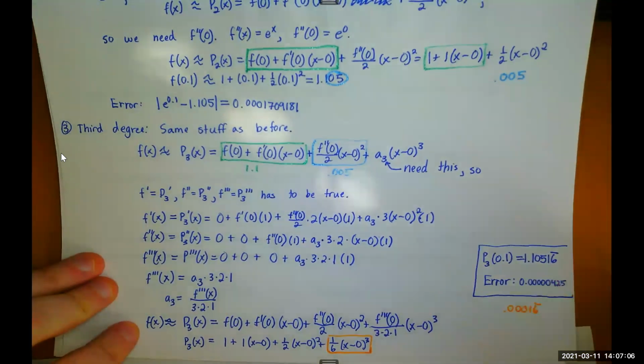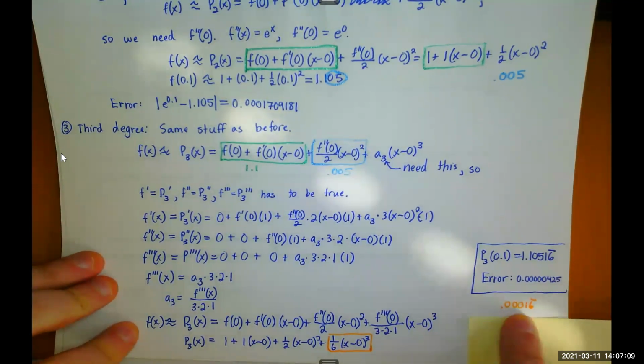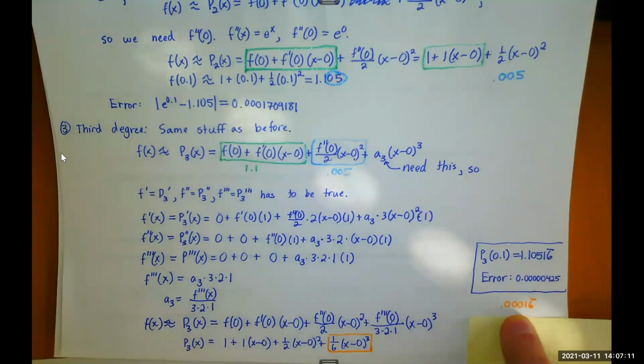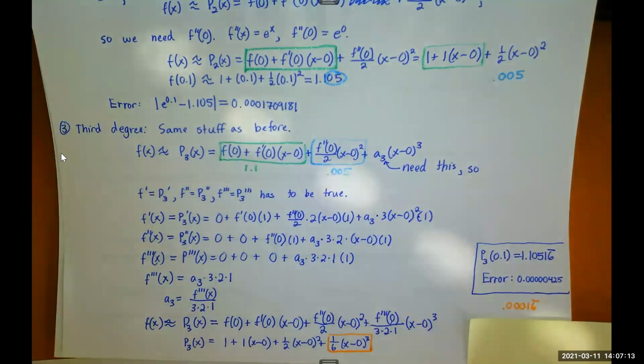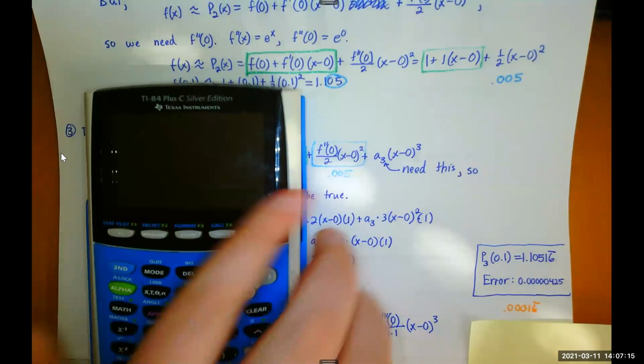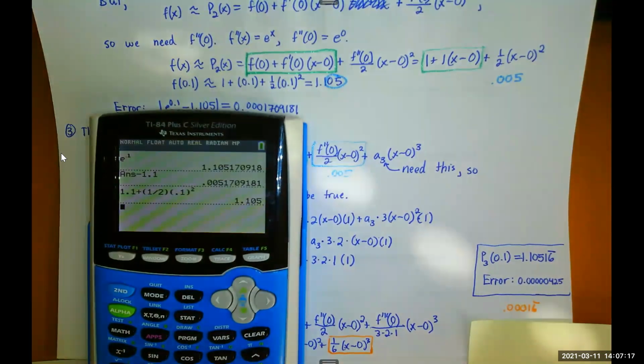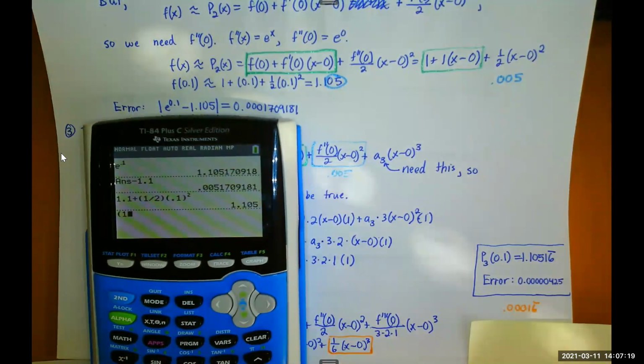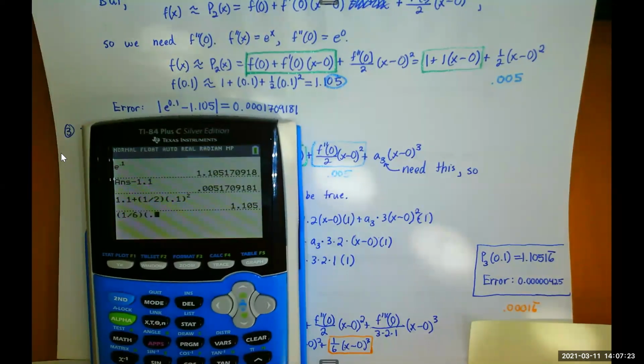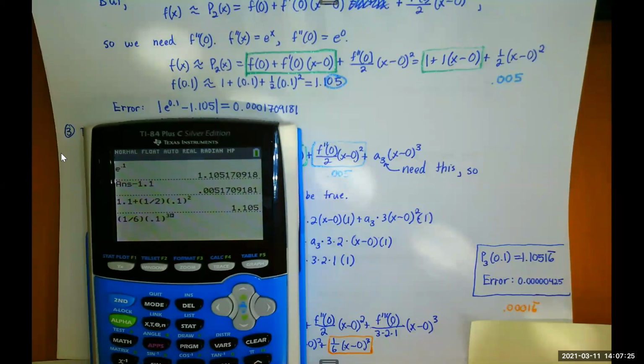So real quick, I just want to remind you that we've added 0.00016 repeating, and 0.00016 repeating is what we get if we do 1/6 times 0.1 to the third power.